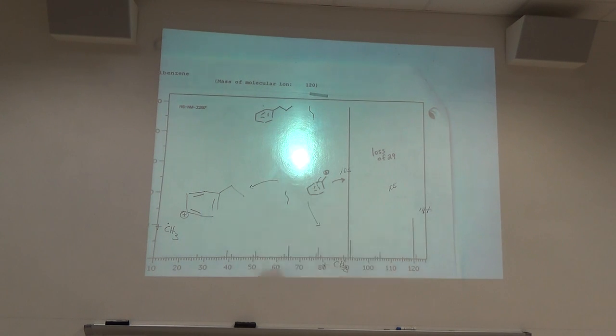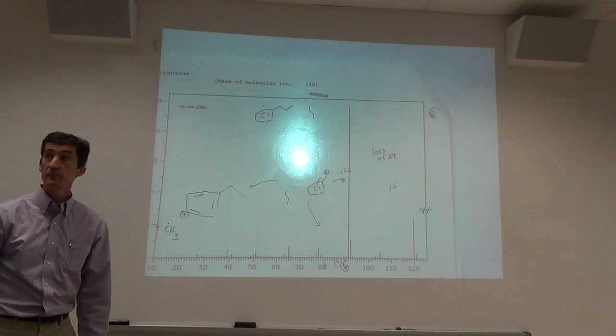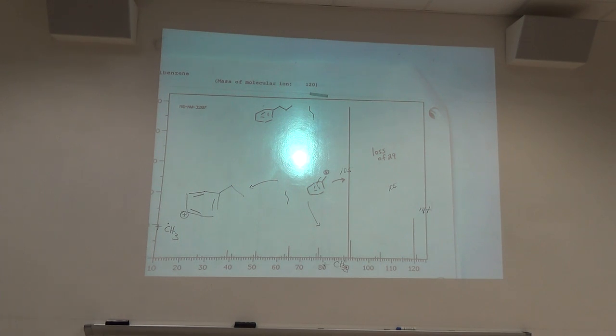Would these compounds be that different on IR? No. You would not be able to tell them apart on IR. They both have sp2 CH, they both have sp3 CH, they both have aromatic. IRs would be indistinguishable. Mass spec, though, clearly distinguishable if you know basic cleavage patterns. Everybody see that?